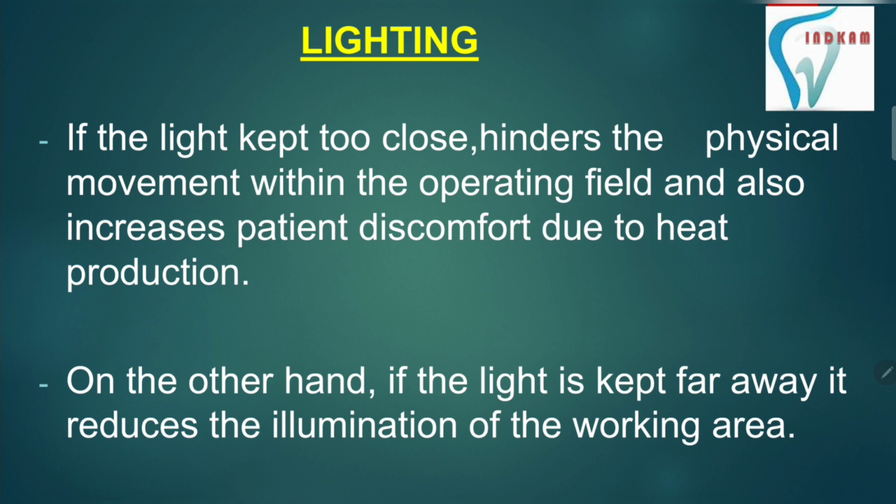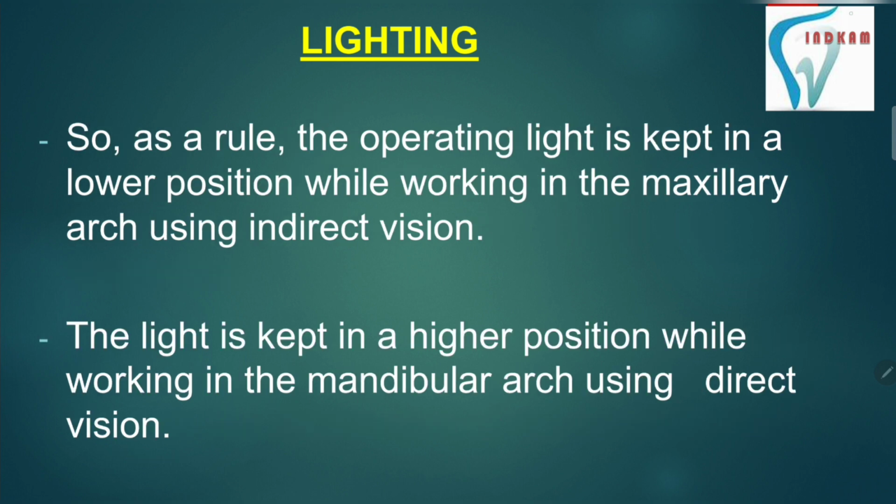So, if the light is kept too close, it will hinder the physical movement within the operating field and also increases the patient's discomfort due to heat production. And on the other hand, if the light is kept far away, it reduces the illumination of the working area. So, as a rule, the operating light is kept in a lower position while working on maxillary arch using indirect vision, and the light is kept in higher position while working in the mandibular arch using direct vision.